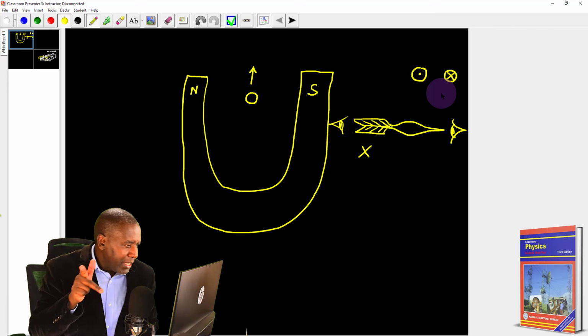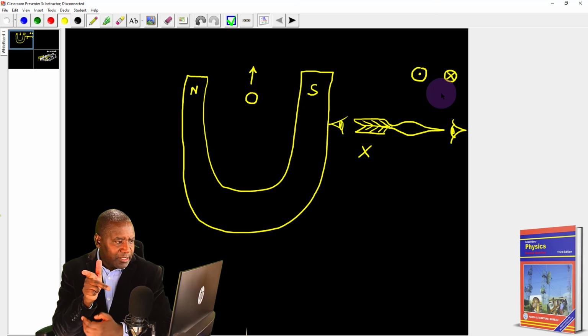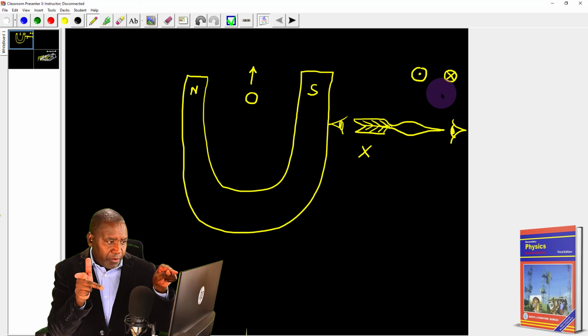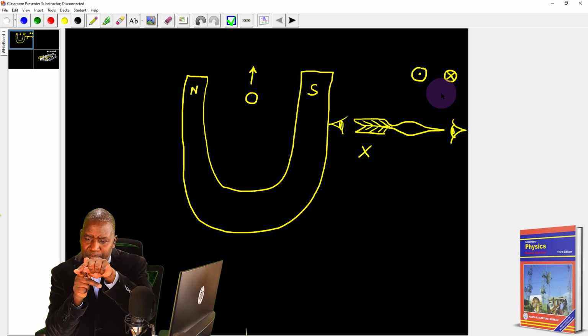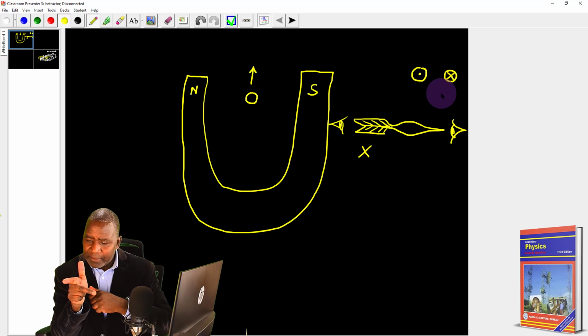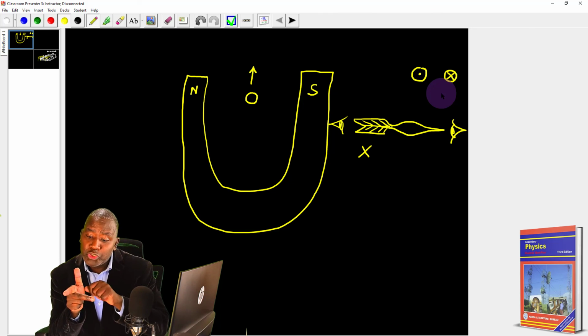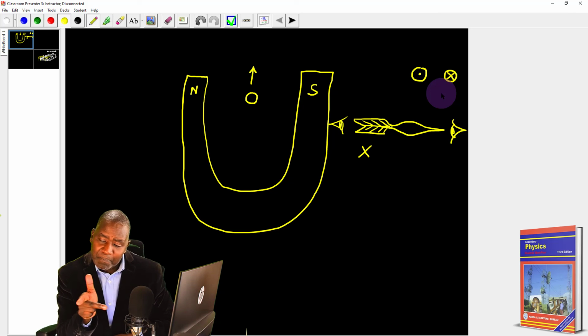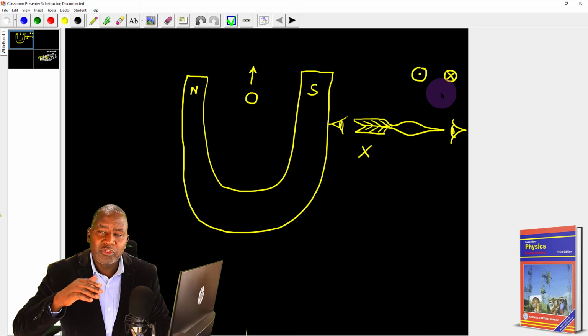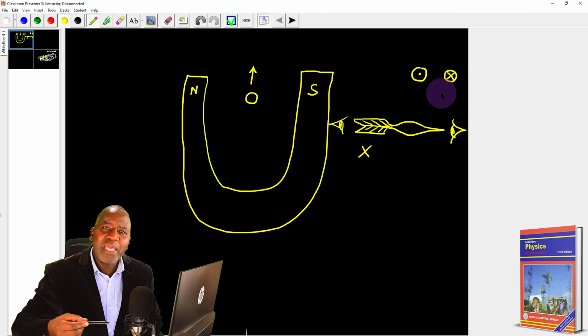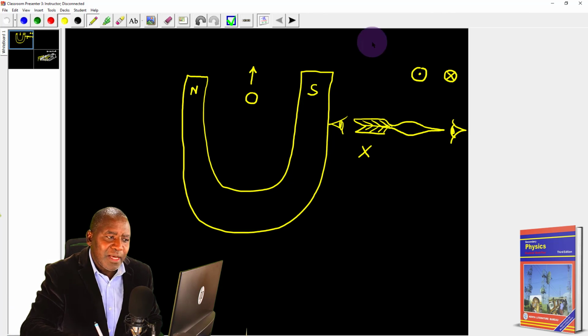I'll come to this diagram, and for me, I'll position myself here. From north to south, the first finger points in the direction of the magnetic field. The thumb shows the direction in which the conductor is moving, which is upwards. And the second finger shows that the current must be into the paper, so the current is moving away from me. What have we learned about this symbol here? Current moving away from you. So you'll come here and say this current is an X.